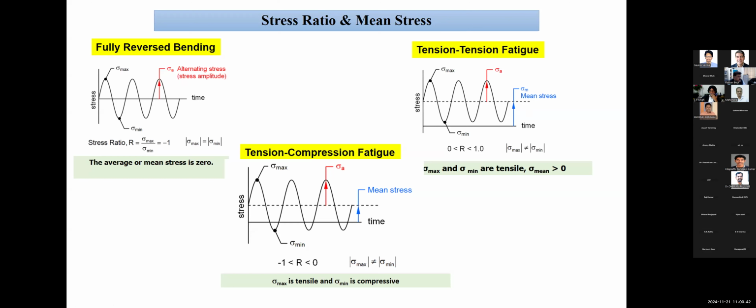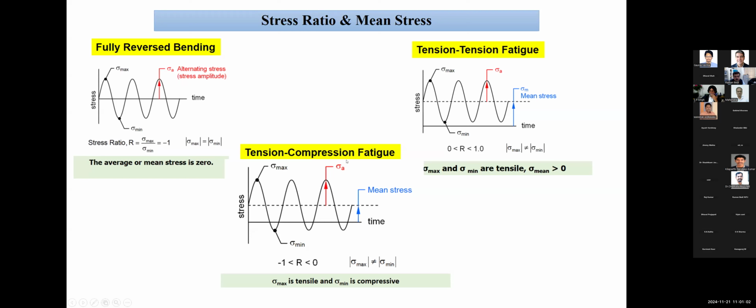This mean stress has a lot of effect on the fatigue life and the performance. It also gives rise to what we talked about yesterday as the creep fatigue interaction, because there is some value of mean stress which is always present in the sample. So this is tension.